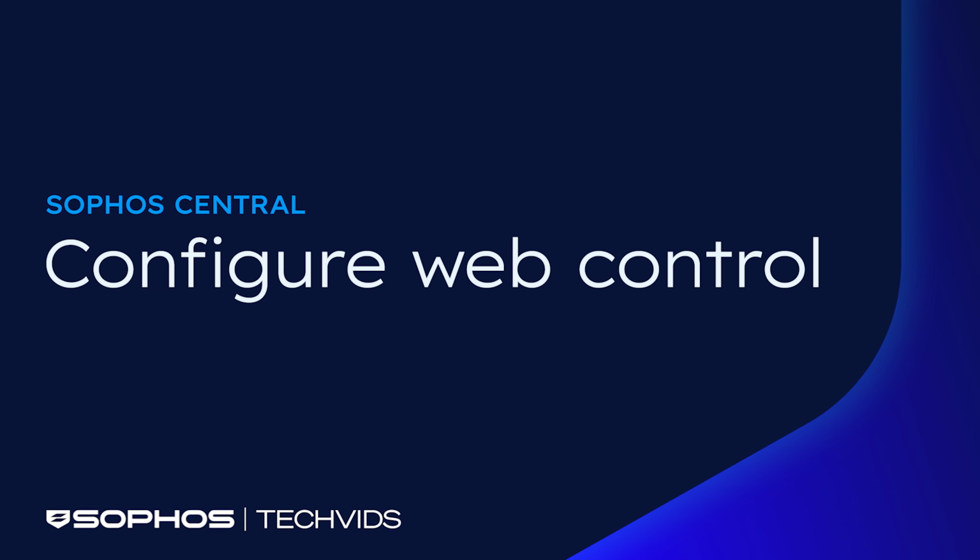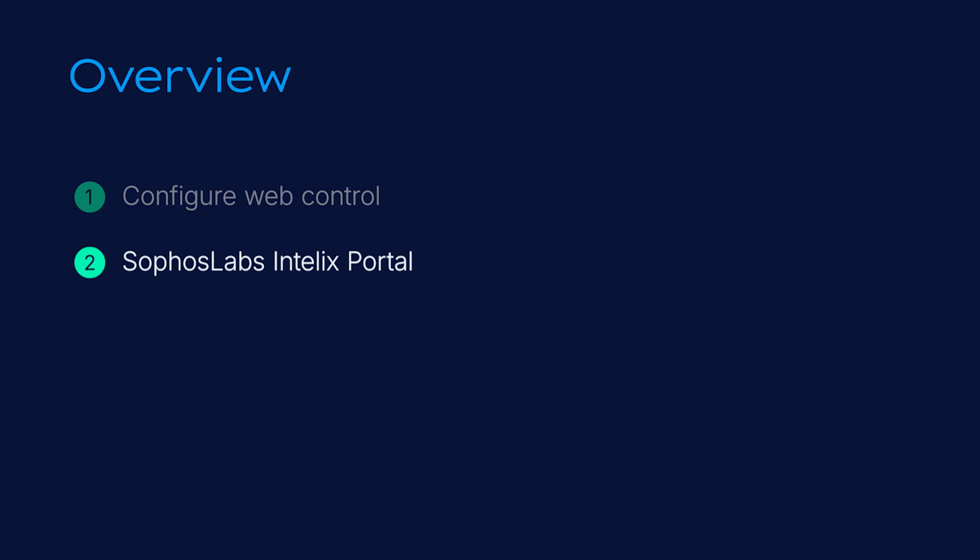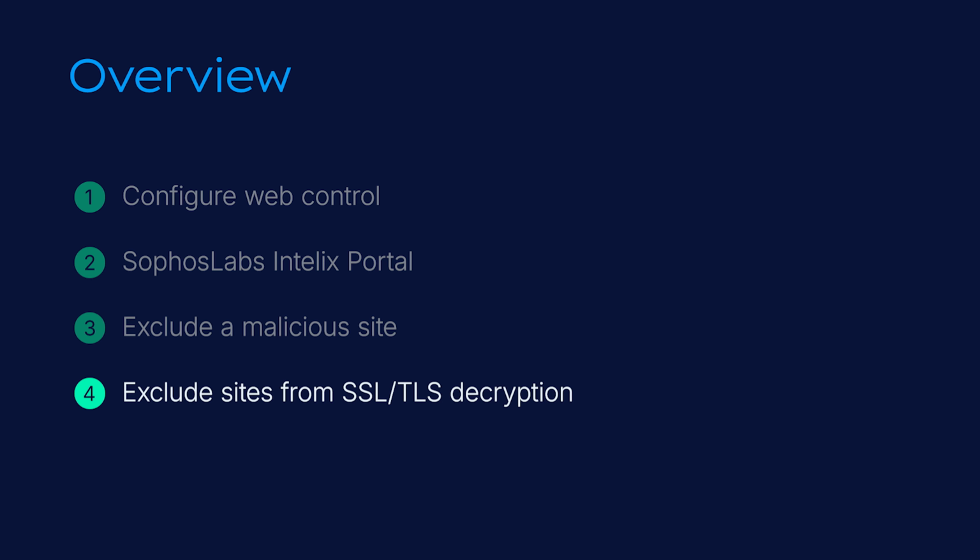Today, you'll learn how to perform common configuration tasks with a web control policy in Sophos Central. You'll start by learning several ways to configure web control, including the web control policy, as well as adding tags and category overrides for added granularity. Next, you'll explore the Sophos Labs Intellix portal, which can help you determine whether to allow or block a site. Then, you'll learn how to exclude a malicious site. And lastly, exclude websites from SSL and/or TLS decryption.